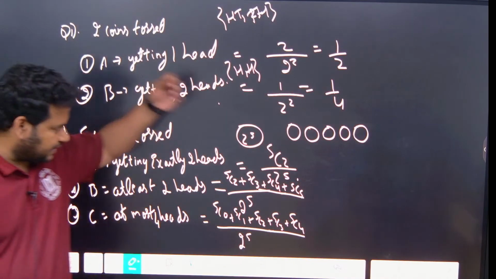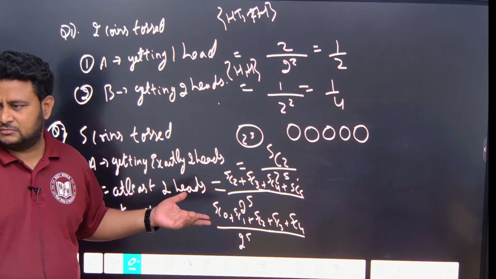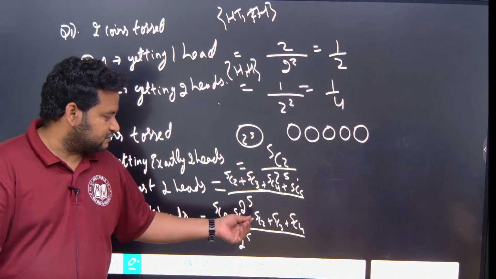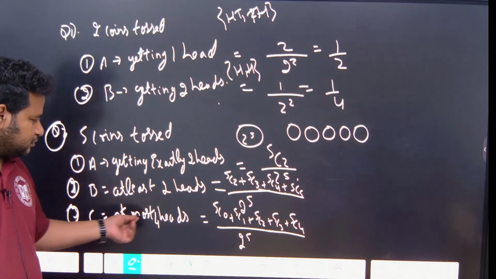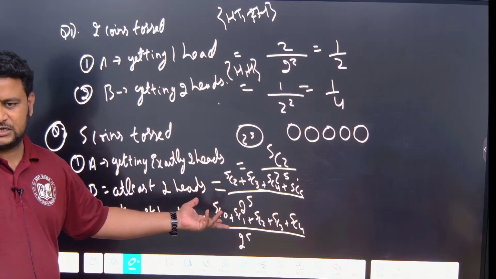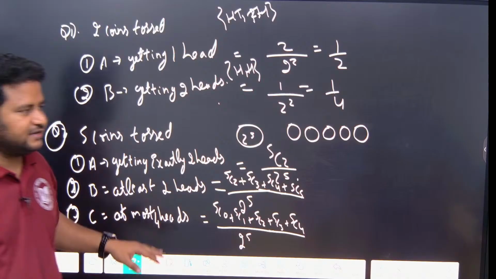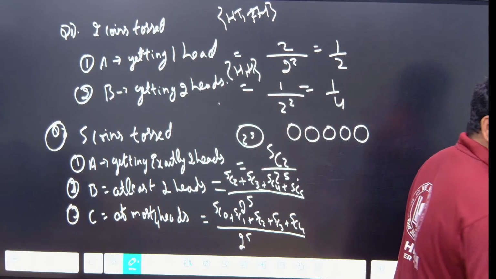Understood? If they give 100 coins also you will be able to do it. Why will you be using combination? With 100 coins, you will do 100C0, 100C1, 100C2, 100C3, 100C4 for at most 4 heads. Like this you will do, but the denominator will become 2 power 100. That's all. That's why using combination you will be able to solve the question very easily. Clear? Understood everyone? Got it till here?